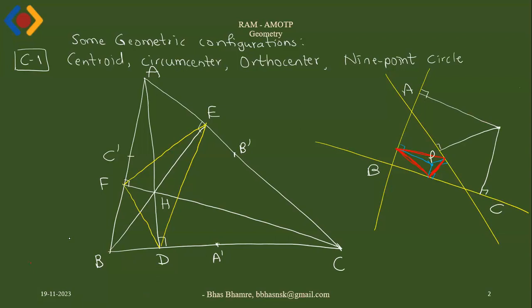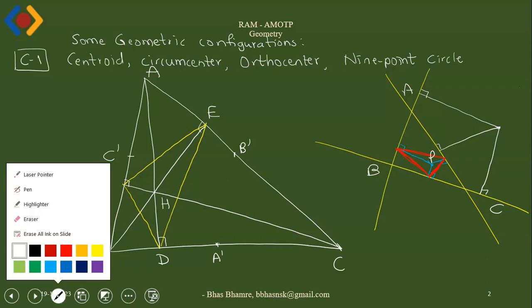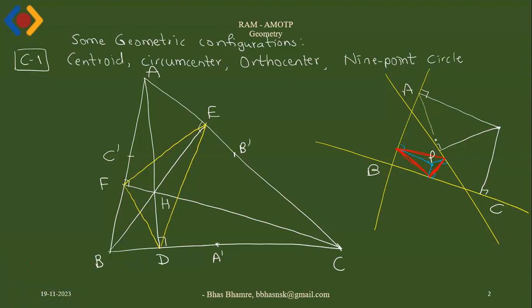Yeah, H is the incenter. That is correct, Govind, of triangle DEF. Okay, so I call this the pedal triangle with respect to this point, when that point P is the orthocenter. So HD, HF, HE are the perpendiculars. So DEF is a pedal triangle for point H with respect to triangle ABC.